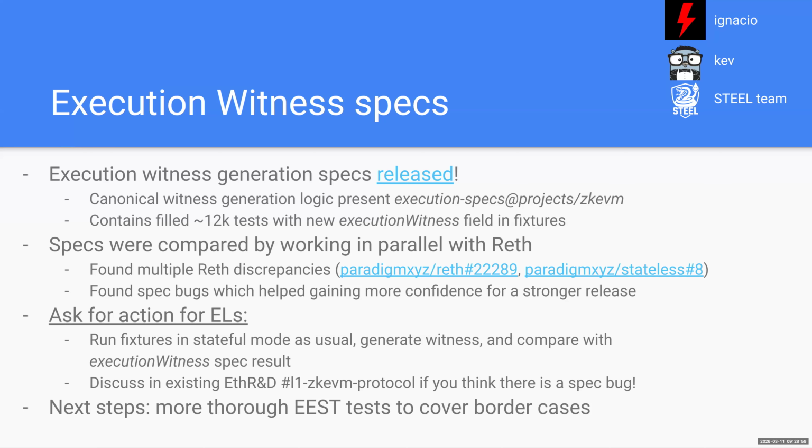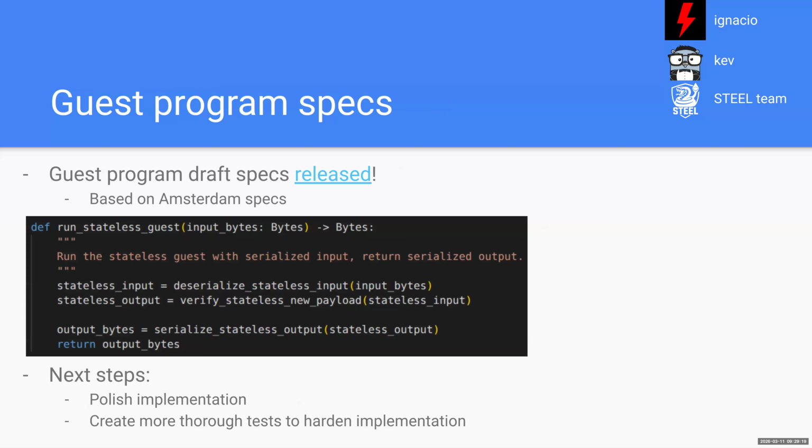Okay, so if there's not any other question, I can keep going with the project 2 updates. So project number 2, as a refresher, is having a set of specs for what the guest program should do. I don't have many slides here because a lot of work has been happening in the execution specs repo, but in the same release that I just mentioned for the execution witness, in the same commit, you will see a first draft implementation of the guest program.